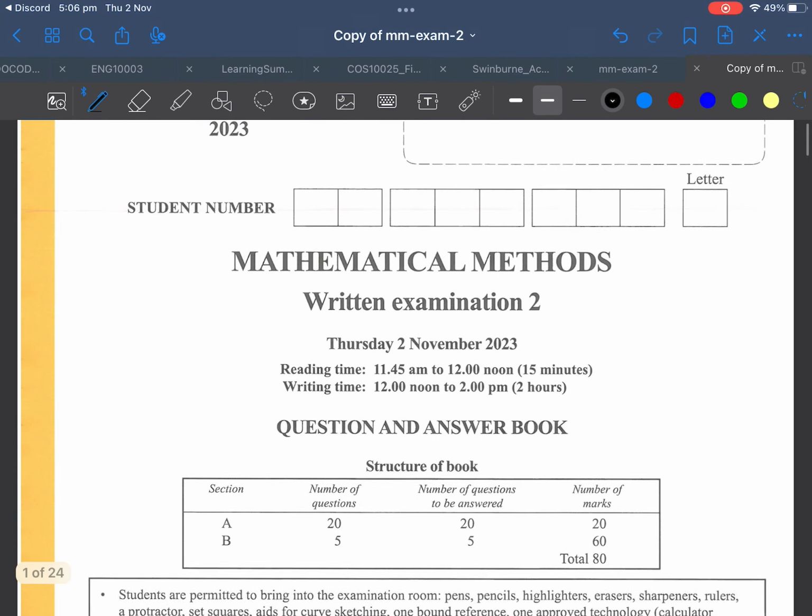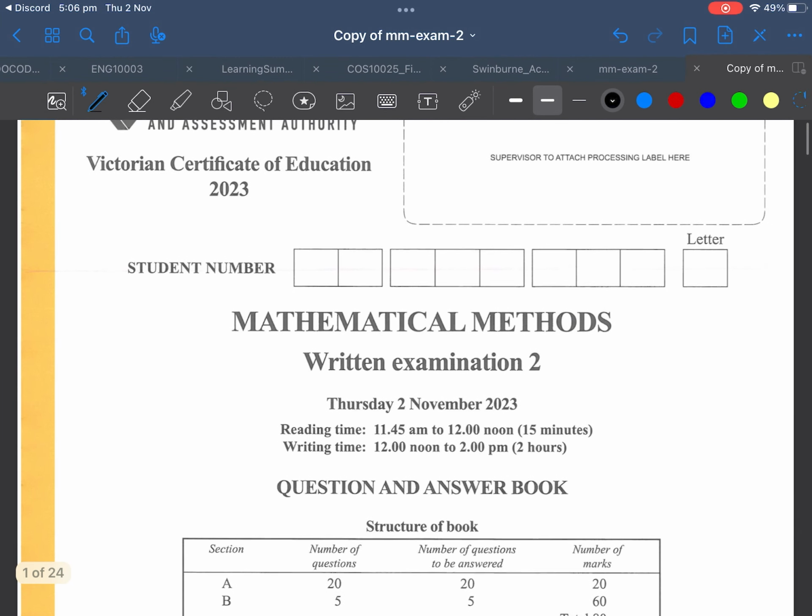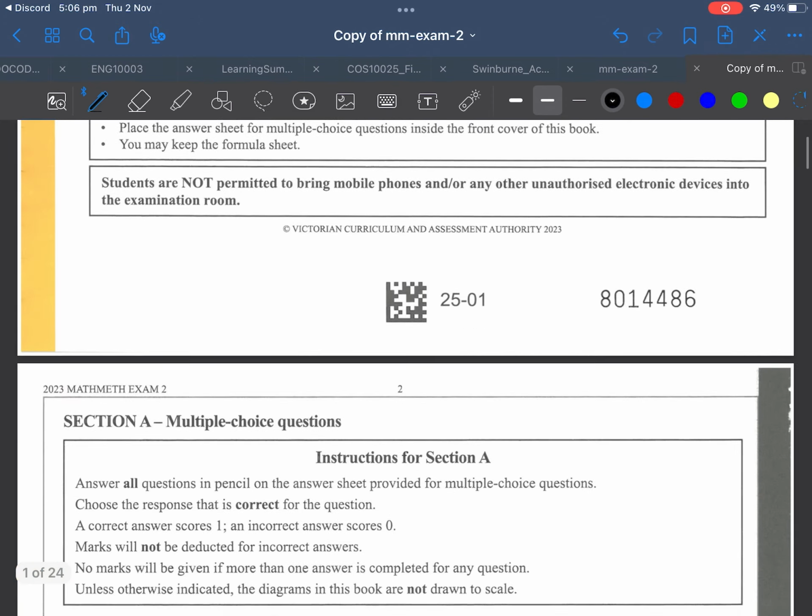Hello everyone, so I'll be attempting this 2023 Mathematical Methods Exam 2. So let's start.